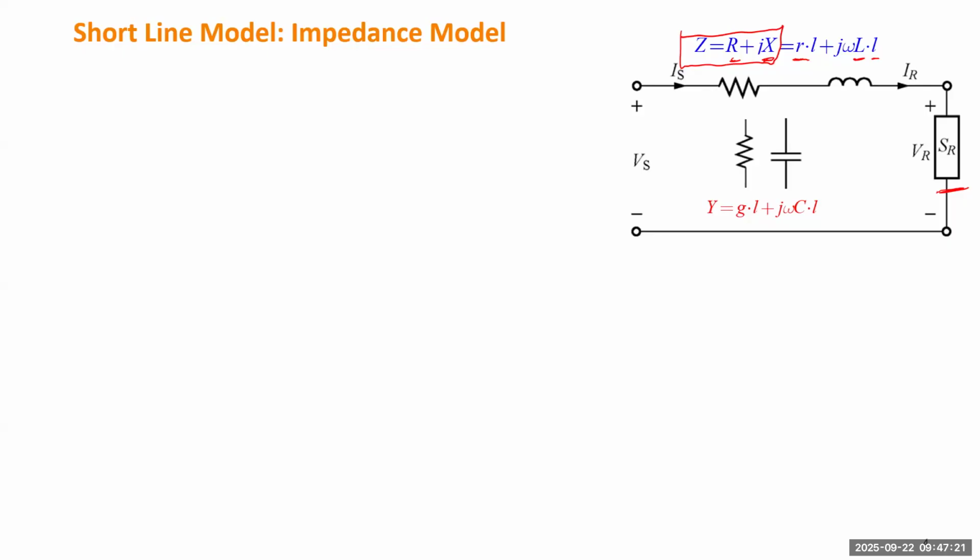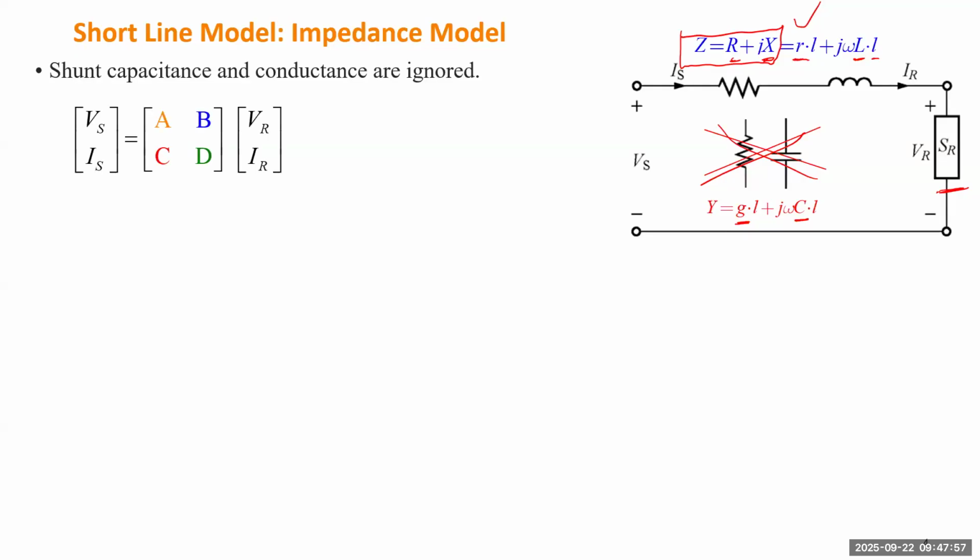We know the line may also have the shunt conductance and admittance to the ground. So admittance will depend on C, okay? And also conductance just means the resistance to the ground. For a short line, from the example we show, we can ignore those two, okay? So usually the shunt capacitance and conductance are ignored. We only consider this simple impedance. Let's find out this transformation, A, B, C, D.